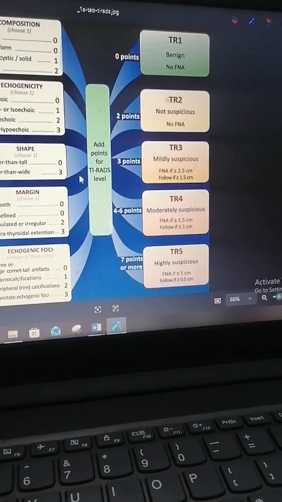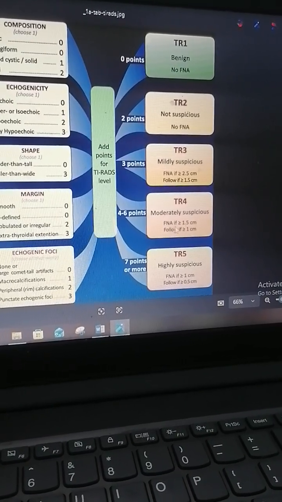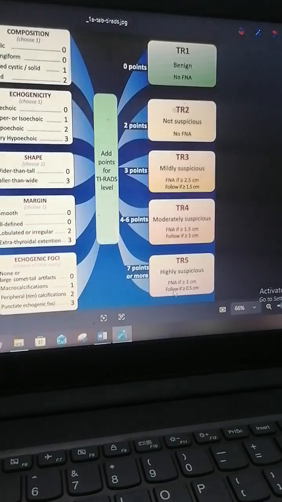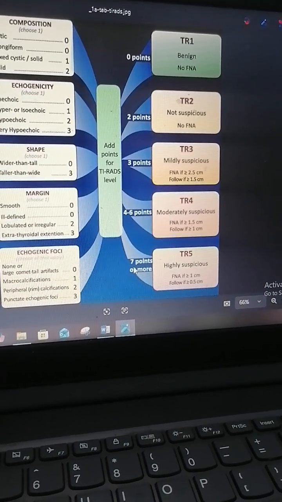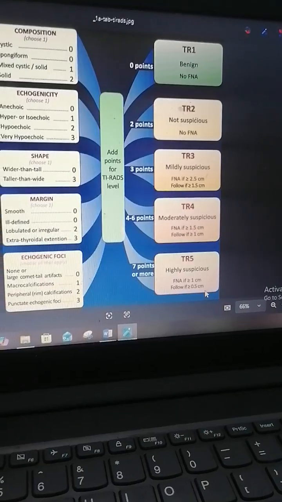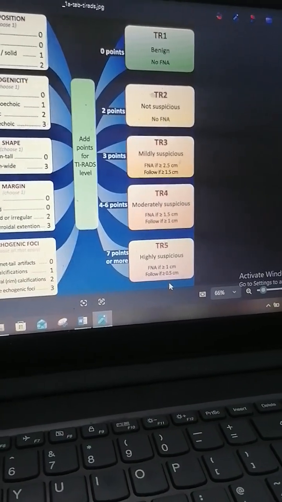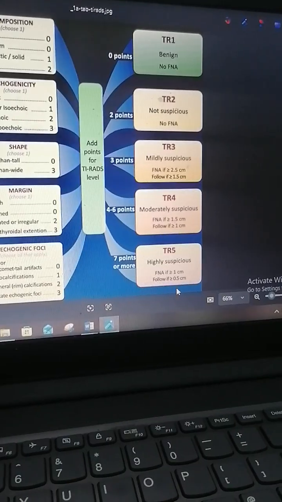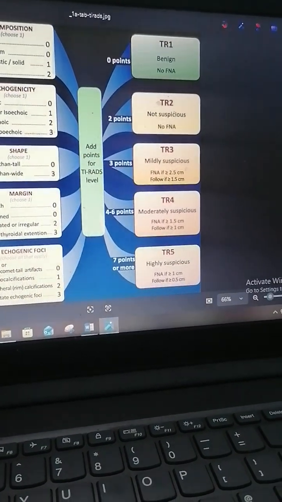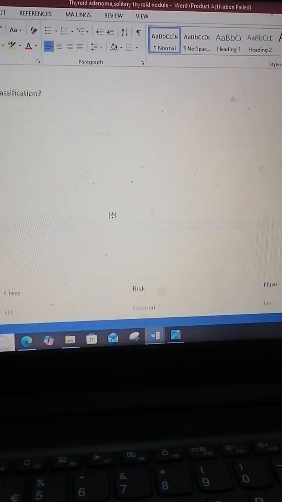If the sum of all these factors is 4 to 6 points, it is moderately suspicious of malignancy. As shown, if the swelling is more than 1.5 centimeter, we will go for FNAC. But if the sum of these points is 7 or more, then it is highly suggestive of malignancy, and in such cases mostly we will do FNAC. But if the swelling is very small, less than 1 centimeter or more than 0.5 centimeter, we will keep it on follow up. But mostly we will go for FNAC in this case, because it is highly suspicious of malignancy. This is the TI-RADS classification of thyroid swelling.